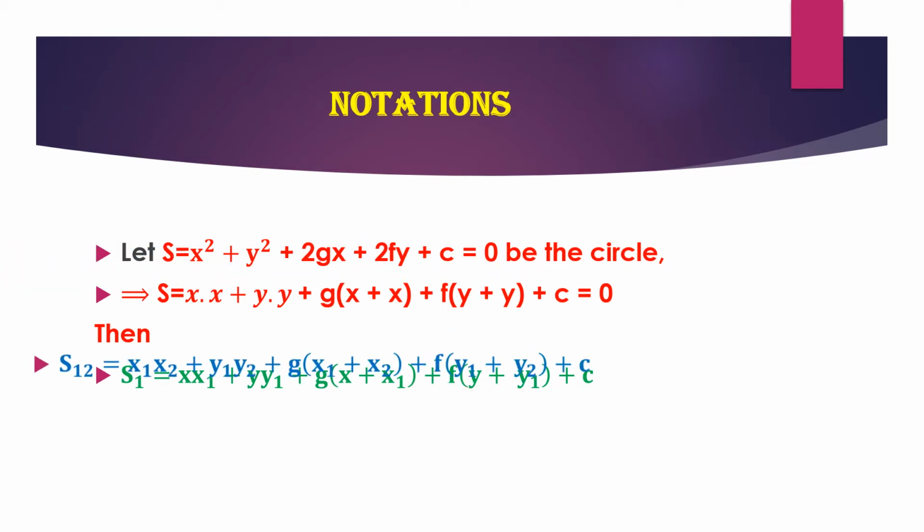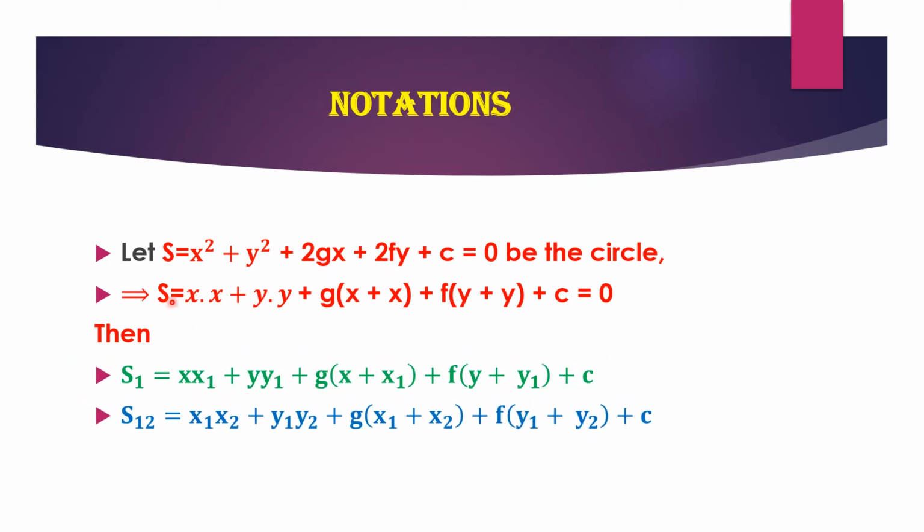Similarly, S12: here the first x and first y will be replaced by x1 and y1, and the second x and y replaced by x2 and y2. Therefore, it is denoted by S12. So, S12 equals x1 x2 plus y1 y2 plus g into (x1 plus x2) plus f into (y1 plus y2) plus c. The constant c does not change. G and F also do not change.